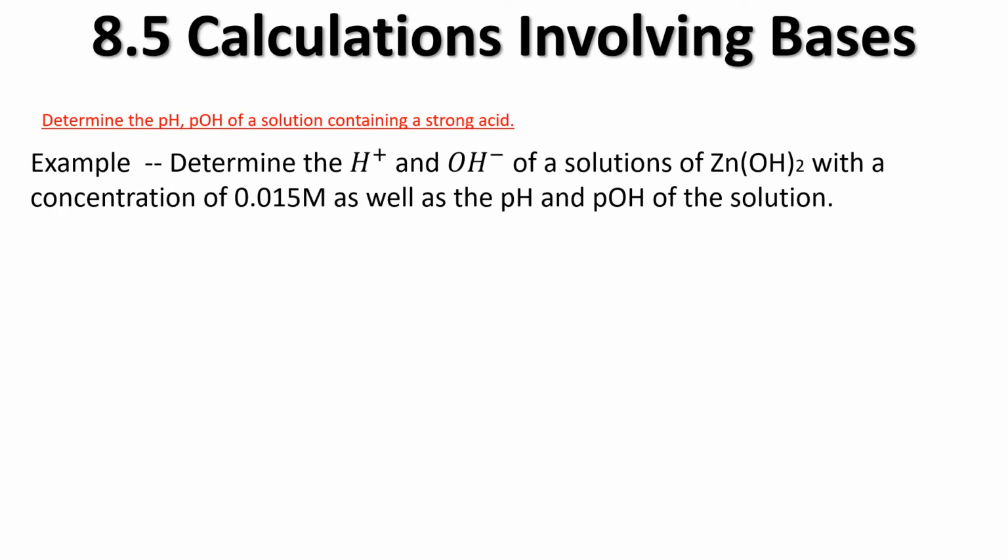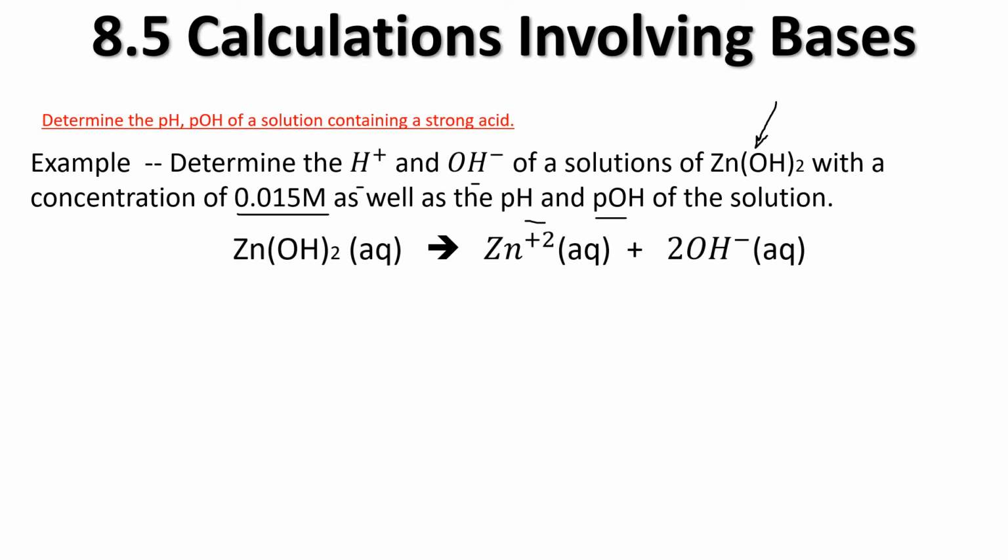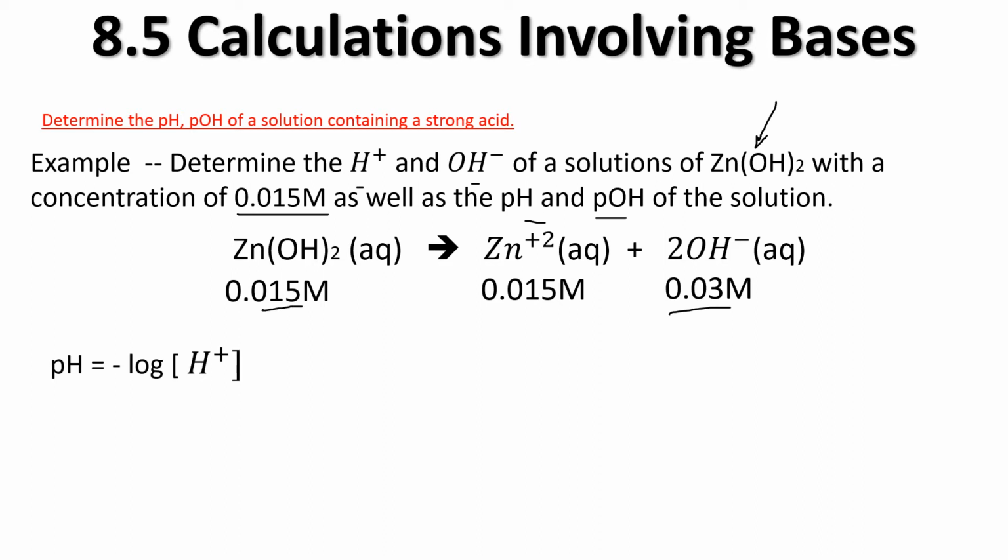So taking a look at a question here, we want to determine the H plus, OH minus, and pH and pOH of a solution of zinc hydroxide with a concentration of 0.015 molar. So there is our equation, and just like I mentioned in the previous slide, when we get to the hydroxide, we have a 2 in front of it, so it means we need to double our molarity from here, so it doubles to that value. So we can go ahead and take the negative log of this number here, which is 0.03, and we get a pH of 1.5. And now we've got to do some reasoning though.